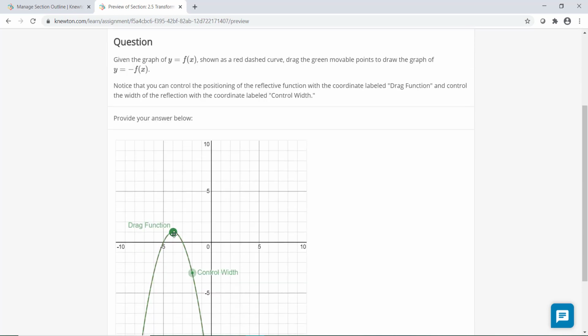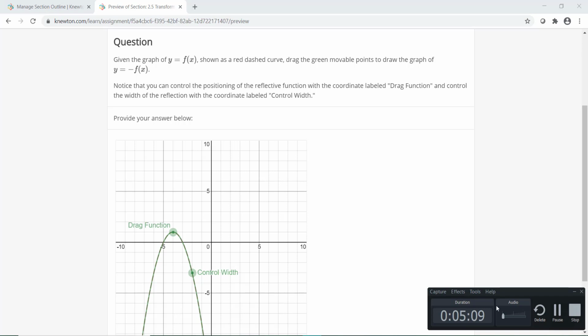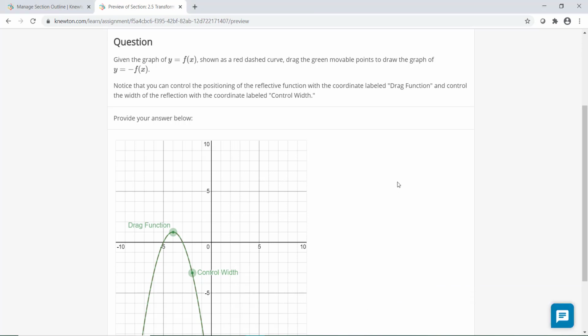So as you can see here, you can't really tell where the red dash curve is, but if you move it off of there, it's right underneath. So before I go messing with the graph, I have that negative out in front. So that means I am reflecting about my x-axis.